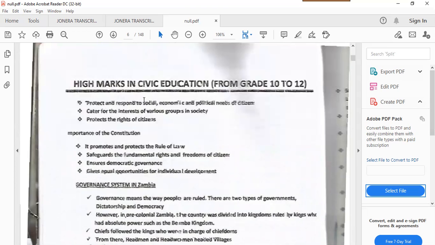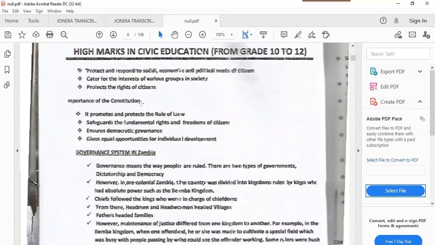It must protect and respond to social, economic, and political needs of the citizens. If the constitution isn't meeting the needs of the citizens, then it's not a good constitution. A good constitution has to protect and respond to the social, economic, and political needs of each citizen. And it has to be able to cater for the interests of various groups in a society: males, females, the church, the health sector, various religious sectors all have to be catered for by this type of constitution. And most of all, a good constitution has to be able to protect the rights of its citizens.